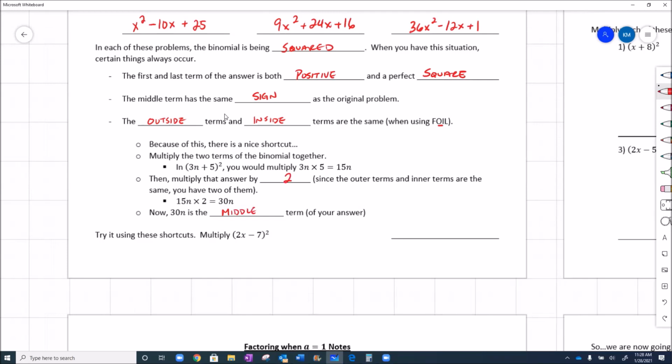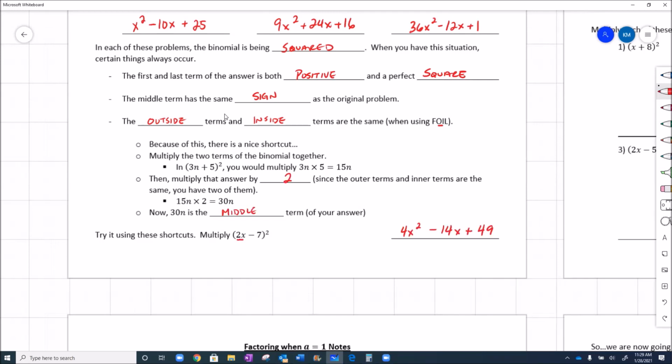Okay, so looking here, if we want to use that shortcut, we could say, okay, first term, 2x squared would give us 4x squared. Negative 7 squared would give us 49. And the middle term is 2 times 7, negative 7, negative 14 times 2. So negative 14x.